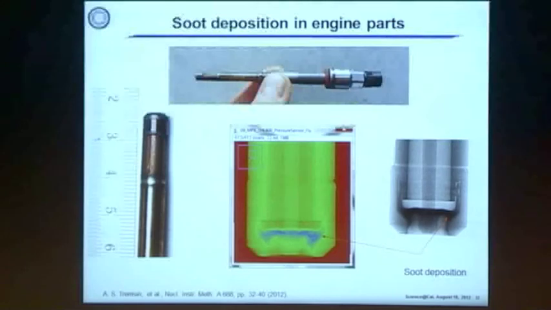Another thing we can do is look at the soot deposition. And this is the pressure sensor for a diesel engine. With x-rays, you wouldn't be able to see it non-destructively, because they will not penetrate metal. But in that case, with neutrons, we can penetrate it. We can see where the soot is deposited. And that allows us to do studies non-destructively.